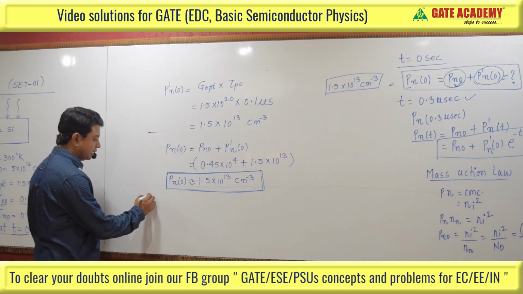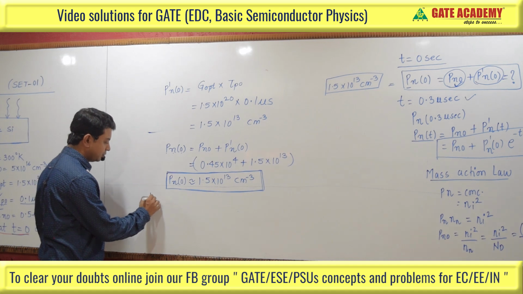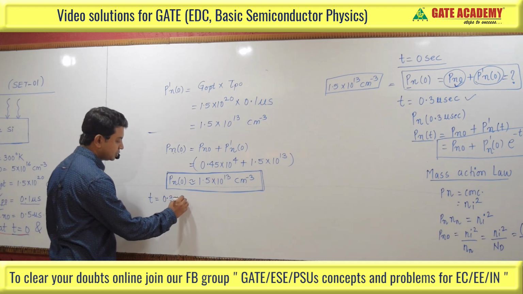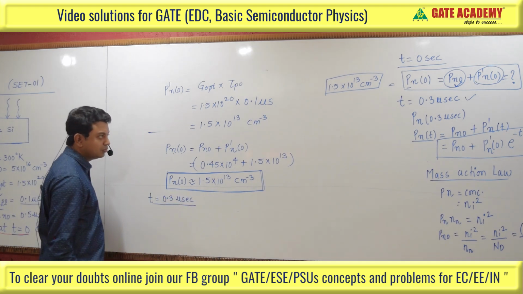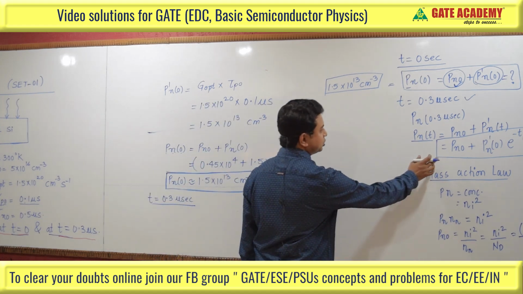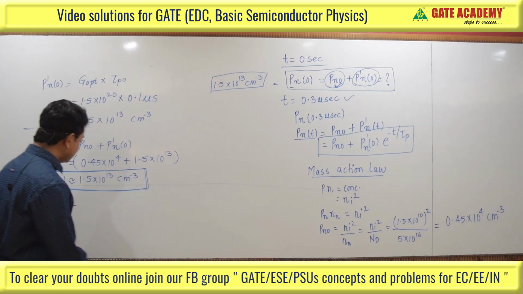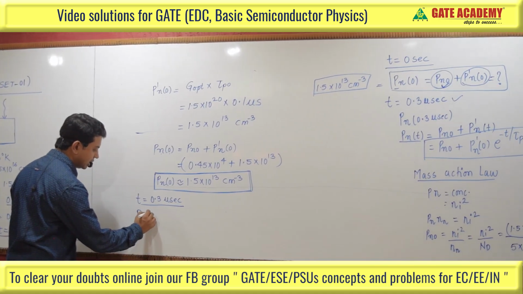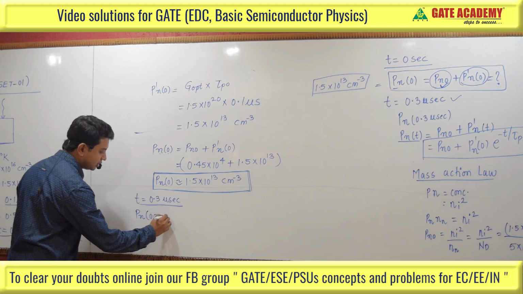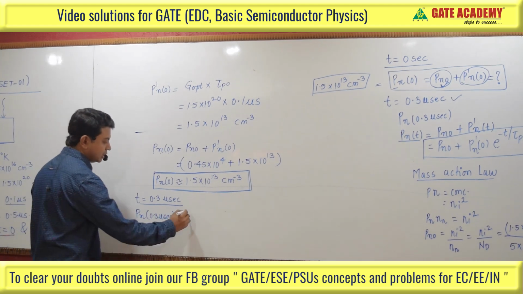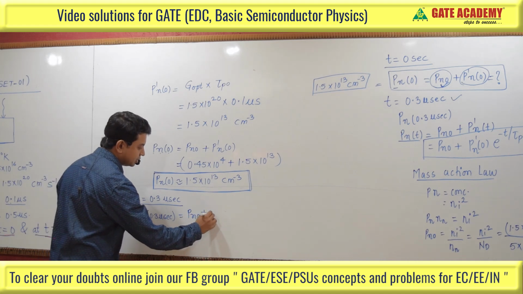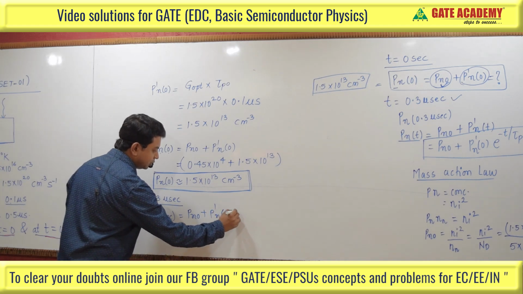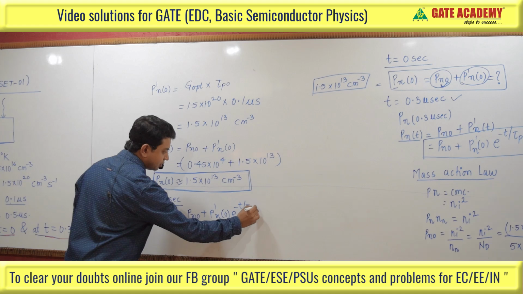Now we have to find the second option: the total concentration at time t = 0.3 microsecond. For this we have the second formula, which can be applied. I am using the same formula: the total concentration of holes in n-type semiconductor at time t = 0.3 microsecond is equal to the initial concentration Pn naught plus the excess concentration, Pn of 0 times e raised to minus t divided by tau p naught.